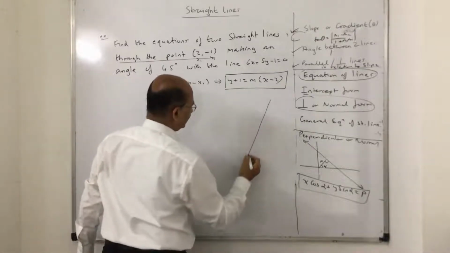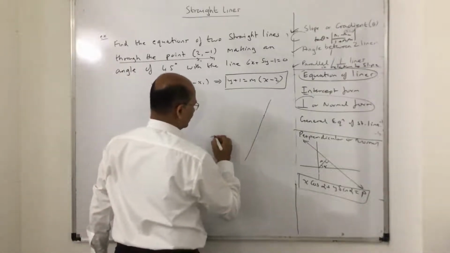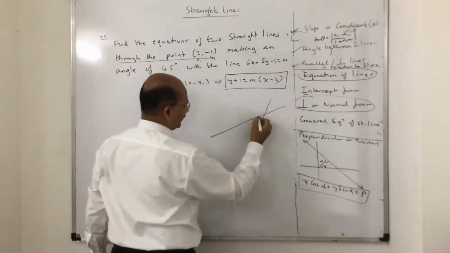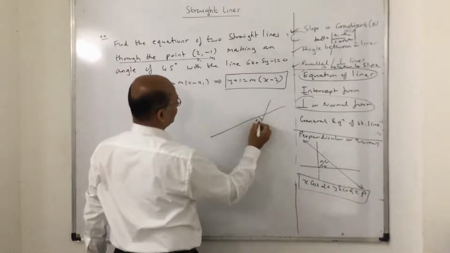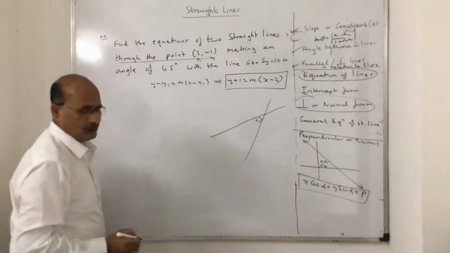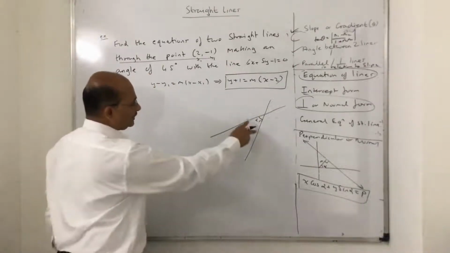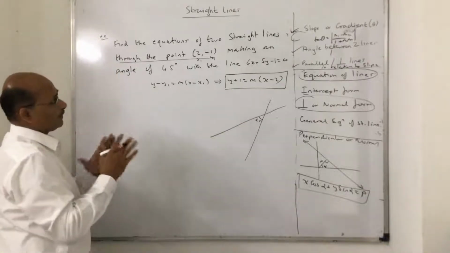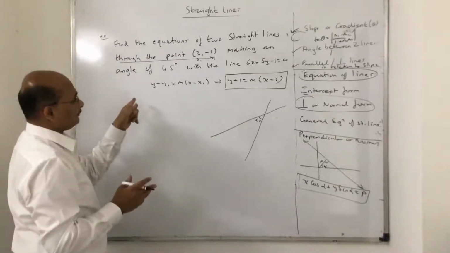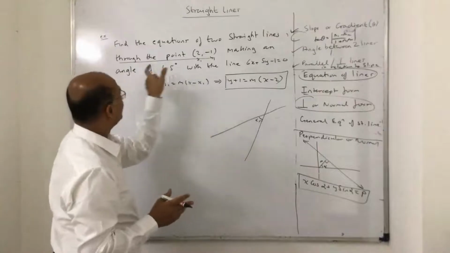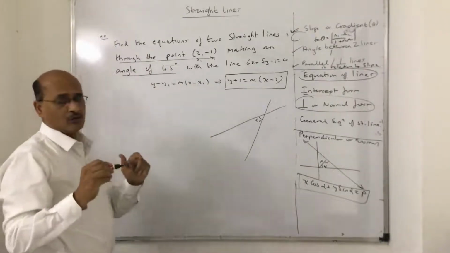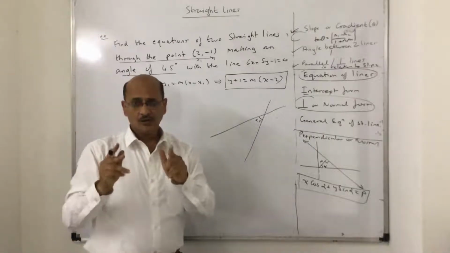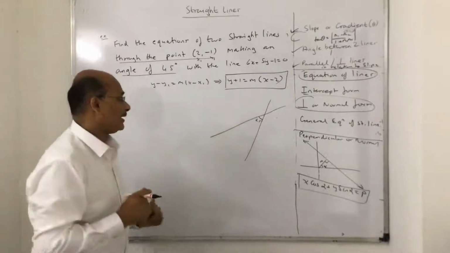So this is the line here. Now there are two straight lines. This angle, this angle, they are saying it is 45 degrees. I told you, when the angle between the lines is given to you, so whenever the angle between the lines is given to you, you use the complete angle formula.